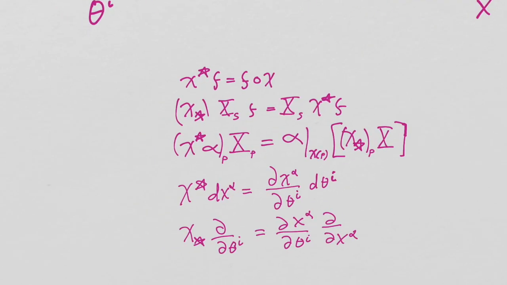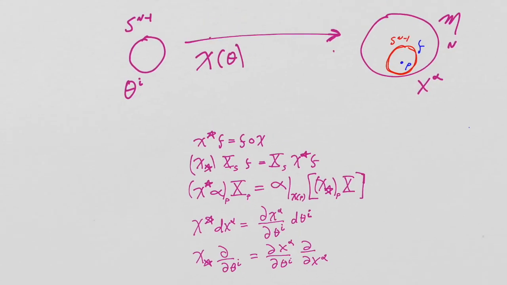A function f on the original manifold, its pullback is this composition expression. A vector that lives at the point s in this manifold can be pushed forward, right? And when that push forward vector operates on a function, you should get the same expression as the original vector operating on the pullback. So see how we use this to bootstrap the definition of this.